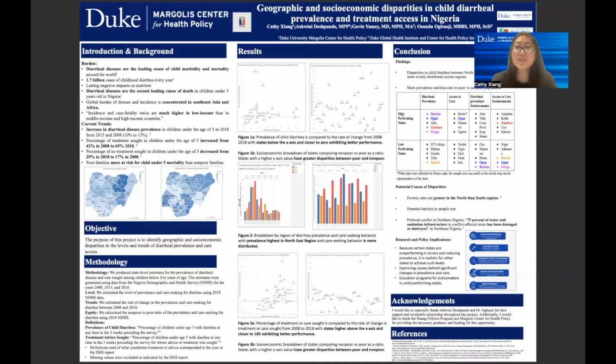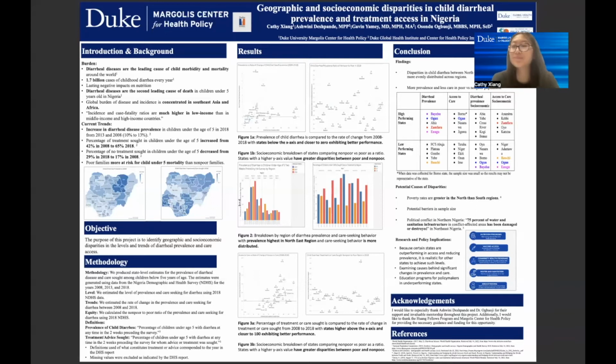To go more specifically into the results, states that exhibited better performance were states that had lower prevalence of diarrheal disease and higher access to care. And states with greater disparities had a higher magnitude of the ratio from non-poor to poor. As you can see in some interesting points, Ogun State, which is located in Southwest Nigeria, is overall a very high performing state in terms of both prevalence and care. This was interesting to note because Ogun State actually exhibited the greatest socioeconomic disparities, with poorer populations having more prevalence and less care.